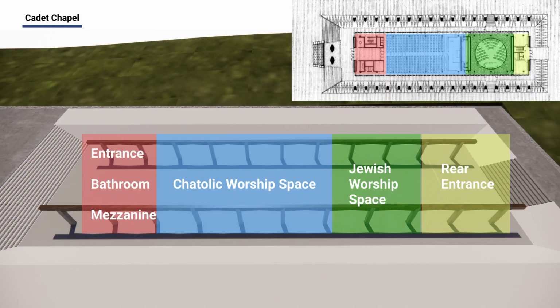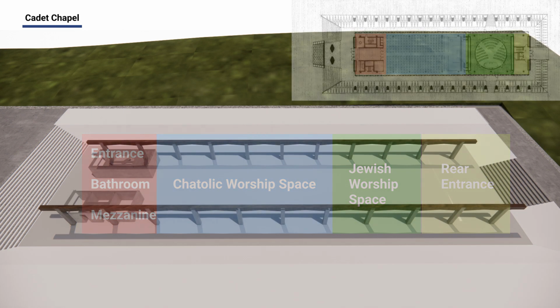The first floor is divided into several sections. From the main entrance, there's an entrance and a bathroom area extending about 15 meters, followed by a 41-meter long Catholic worship space, a 22-meter long Jewish worship space, and a 7-meter long area at the rear entrance.